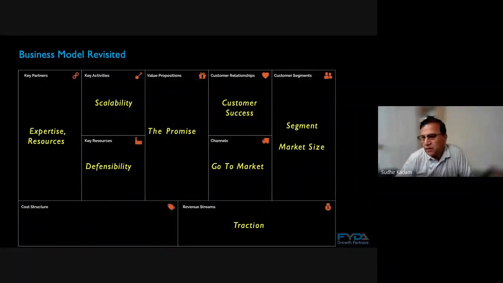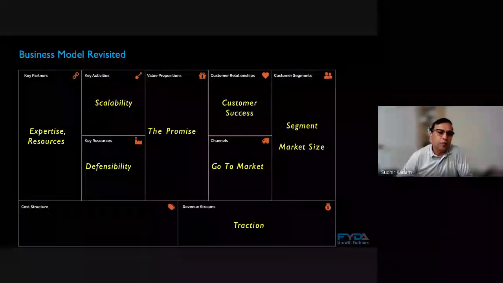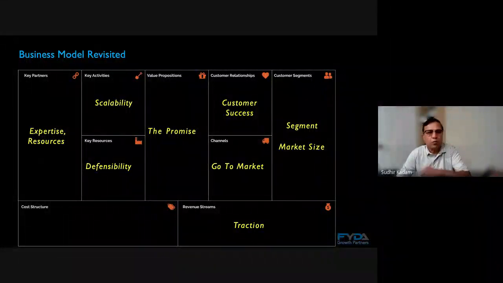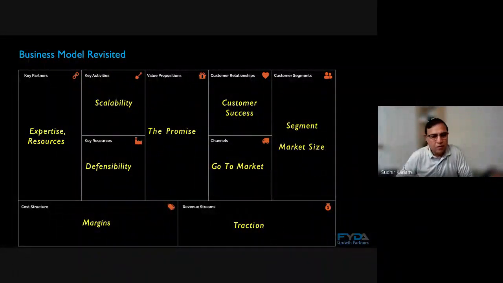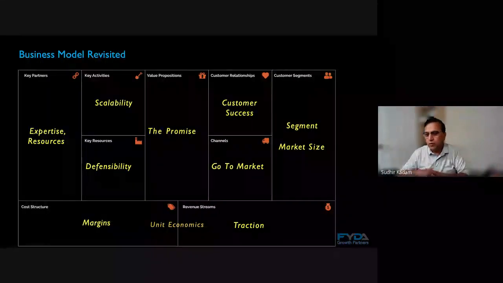Key partners will provide you expertise and resources, which are all required to deliver your value proposition. And then finally the costs, because they will tell you what the margins are. If you saw the session that we had on unit economics, it was trying to tie up the revenue with the cost.